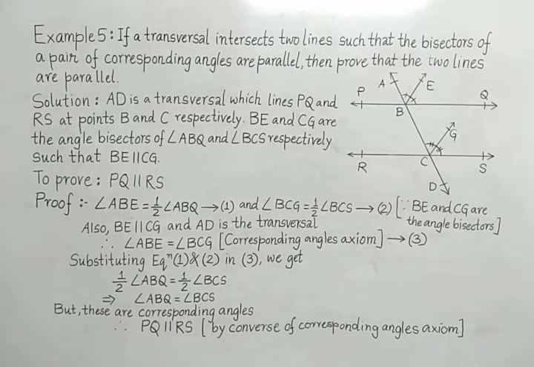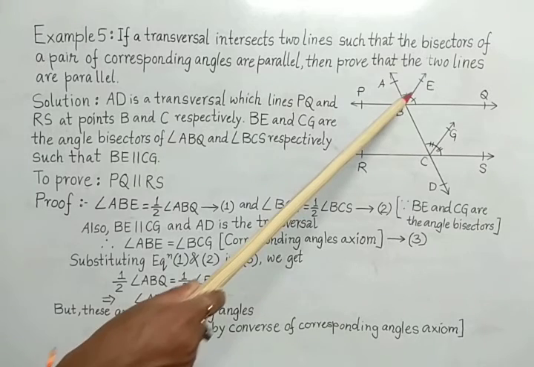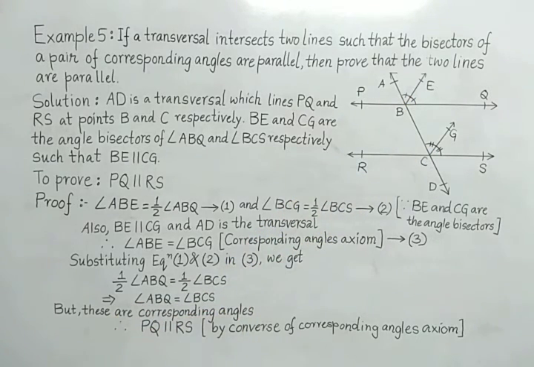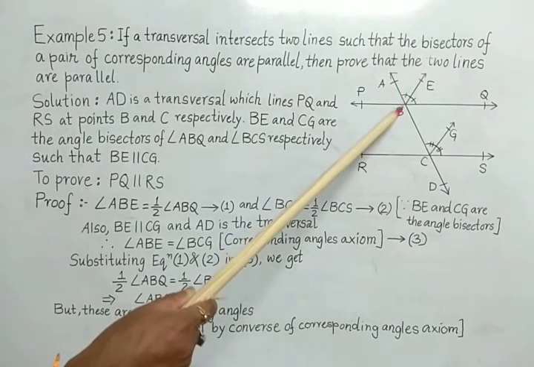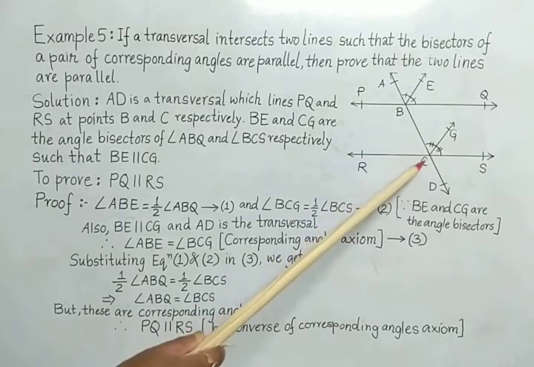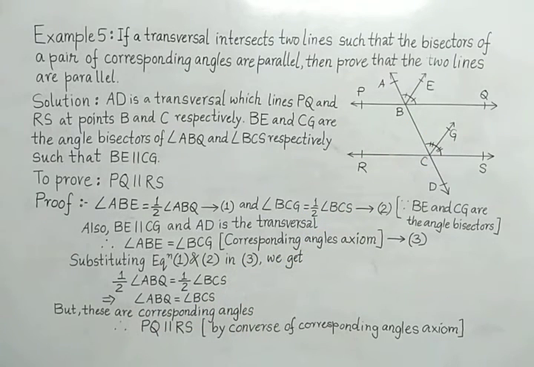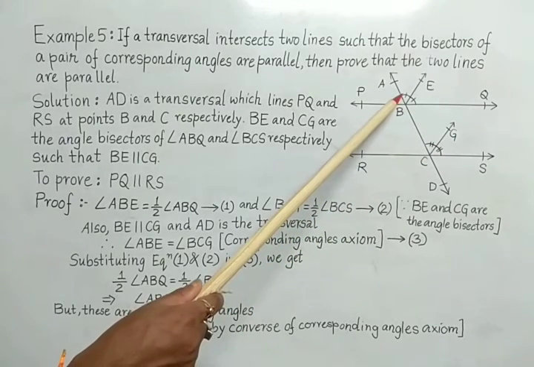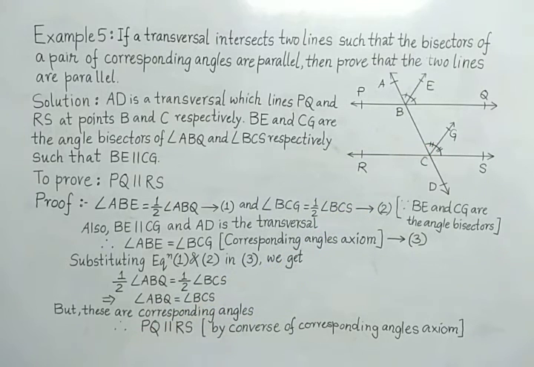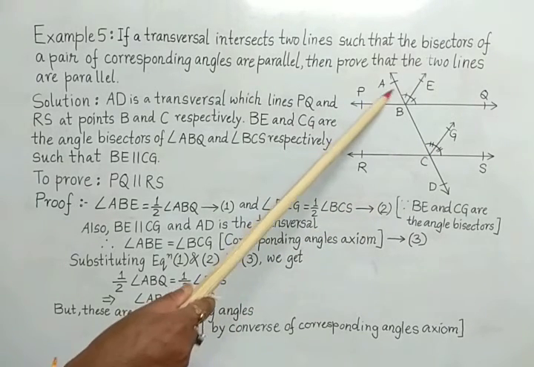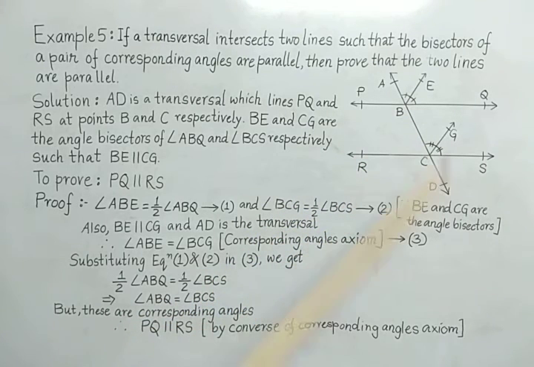Now, if you see carefully, BE and CG are parallel. This is given to us. BE and CG are parallel, and AD is already a transversal. So in that case, what we can say is that angle ABE is equal to angle BCG. Clear? Because in that case, these two angles will be corresponding angles. By the corresponding angles axiom, we can say that angle ABE will be equal to angle BCG. Clear? And we'll mark that as equation 3.